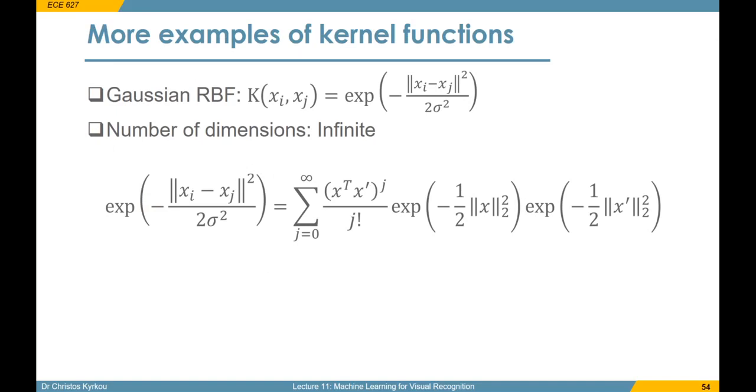Another popular kernel is the Gaussian or RBF kernel. If you analyze this term here, you can see where the dot products come from. So that's why this is a valid kernel. Supposedly, this kernel has an infinite dimensionality in terms of its dot product, but we don't actually have to go into infinite dimensions to compute the dot product. It's done implicitly through the kernel.